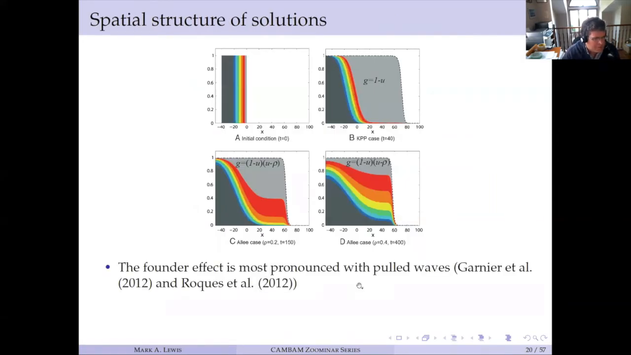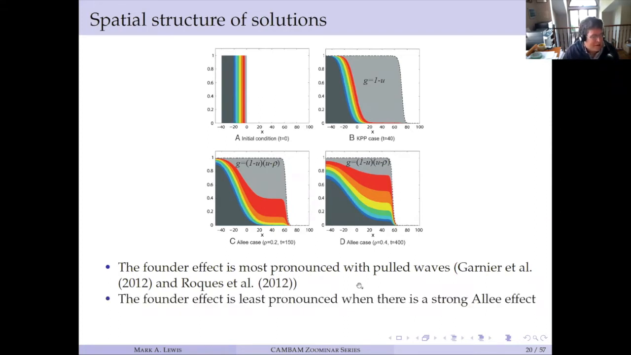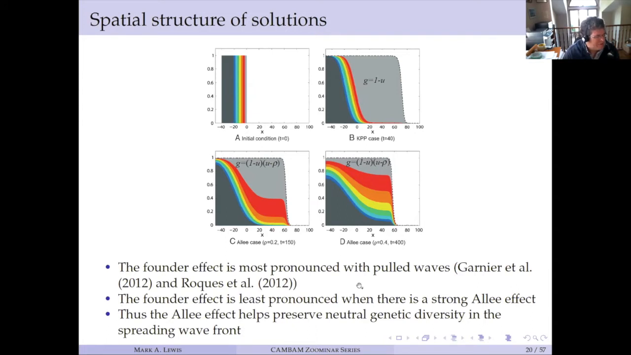And so what Roques, Garnier et al. showed in about 2012 was that the founder effect was most pronounced with these pulled waves and least pronounced when there's a strong Allee effect. And in some way, the Allee effect is actually helping preserve neutral genetic diversity in the spreading wavefront.